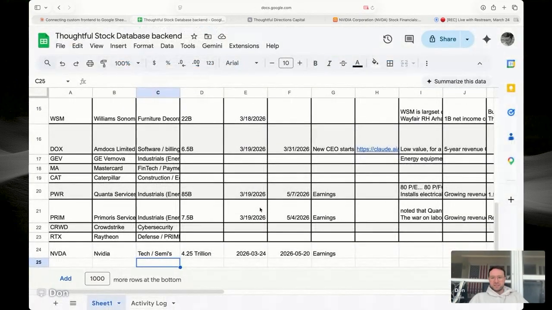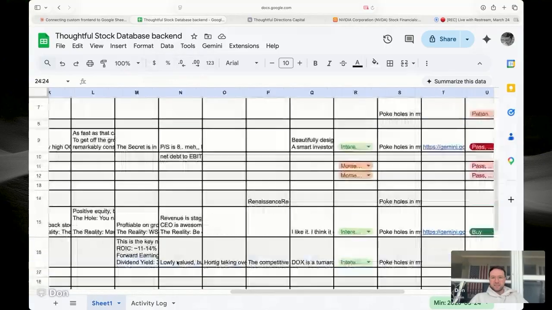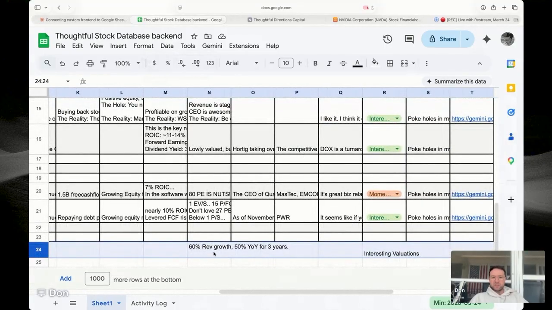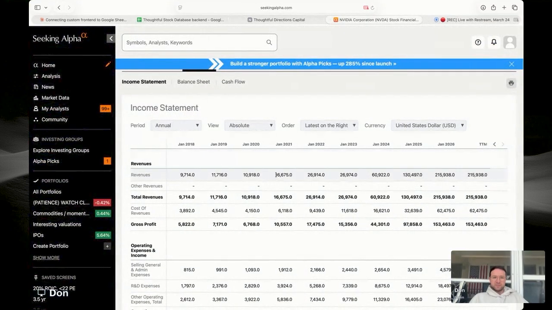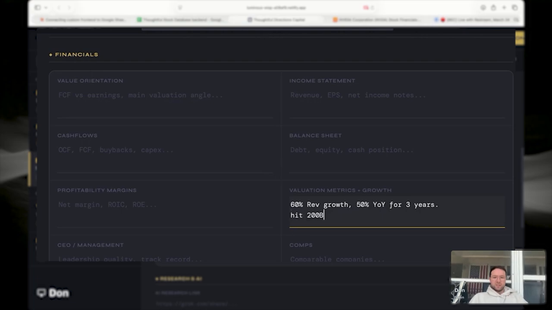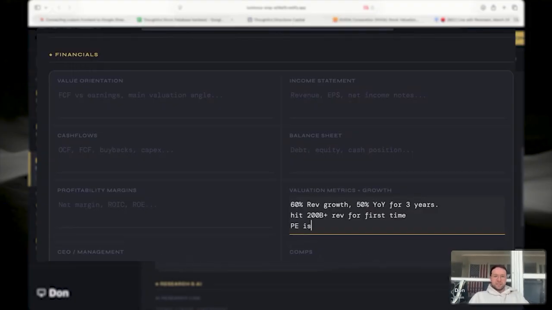By the way, how cool is this? So now you go back to the chart, you look at the Nvidia, it's adding this into the valuation metrics growth tab. So I have a 1-to-1 replica backend database that's tracking all this. All right, so that's impressive. Revenue hit 200 billion plus for the first time. Just really amazing.